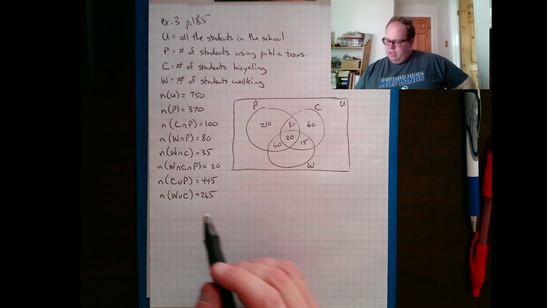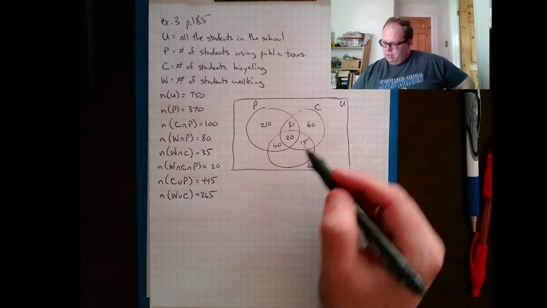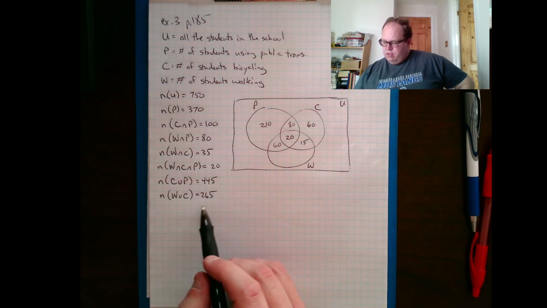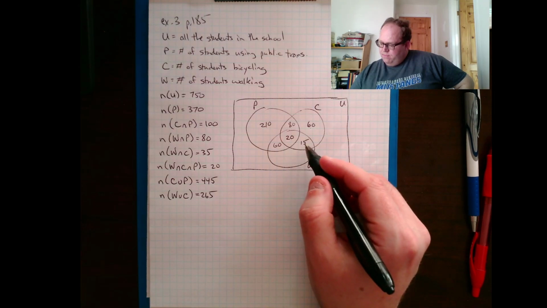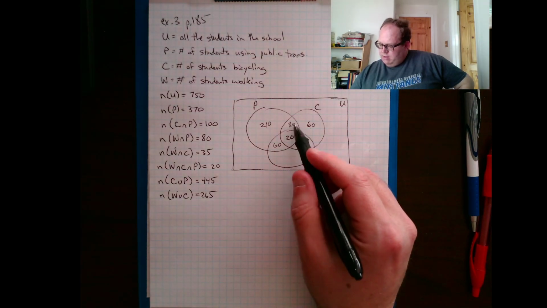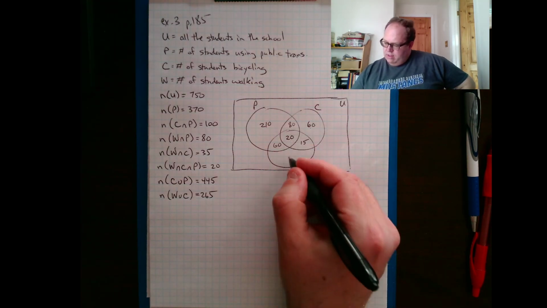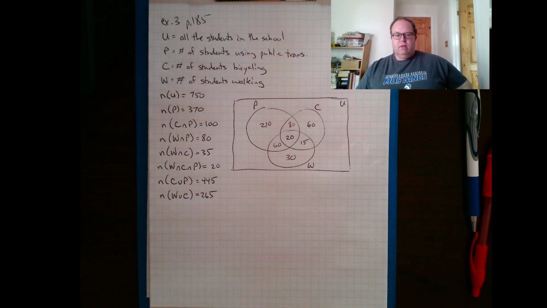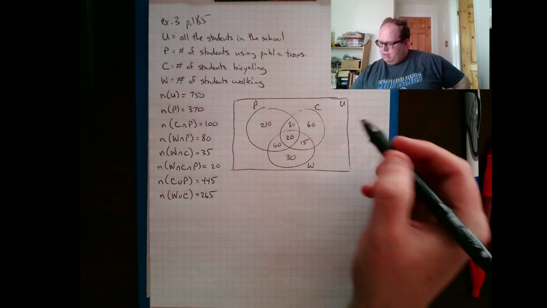And then similarly, between walking and cycling combined, the union of those two sets, there should be 265 people. So 265 minus the 15 is 250. Minus this 100 is 150. Minus this 120 is 30. So my Venn diagram is mostly filled in. I still don't know how many people don't use any of these things.